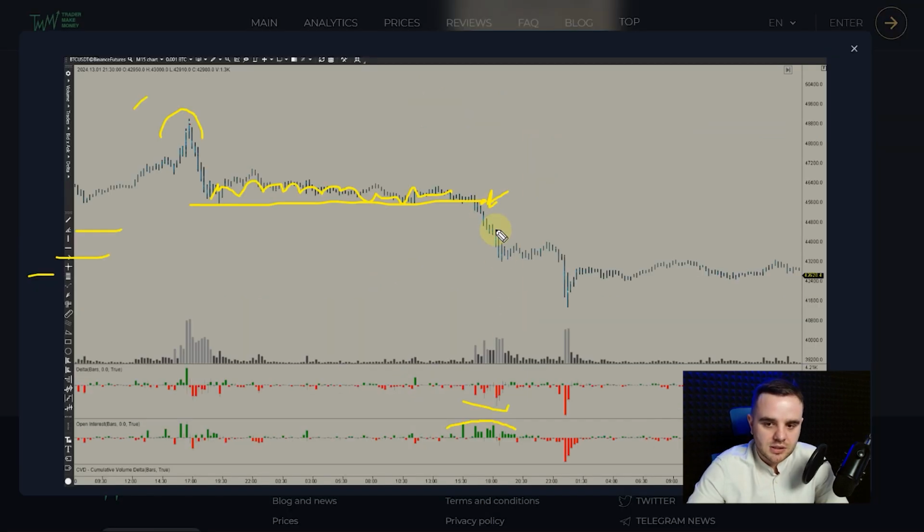And do you see that they moved price slowly, after that price stopped, and they went until this big delta drop and big open interest drop.